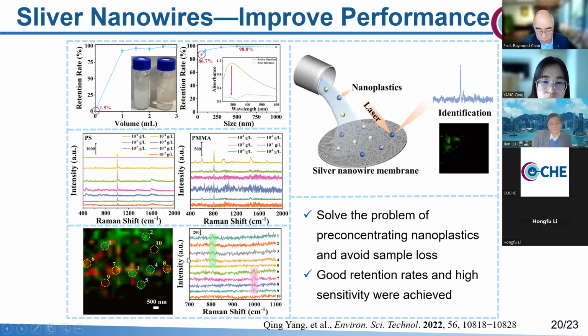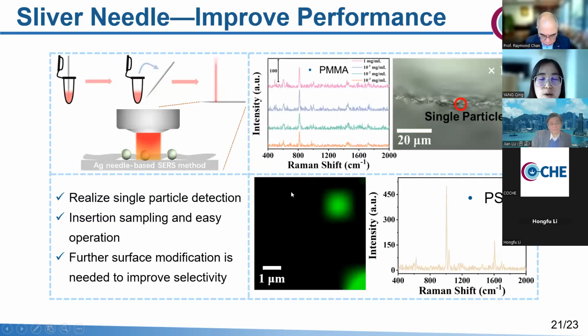Similar to the last example, in combination with Raman mapping, the distribution can be obtained. This method further improved the performance of the SERS method. But we can see that this method is complex because it needs filtration and then detection. My current work is to use a silver needle as the substrate, and the detection process is to immerse the needle in the solution and then take it out for detection. Using this needle has the advantages of simple operation and high sensitivity.